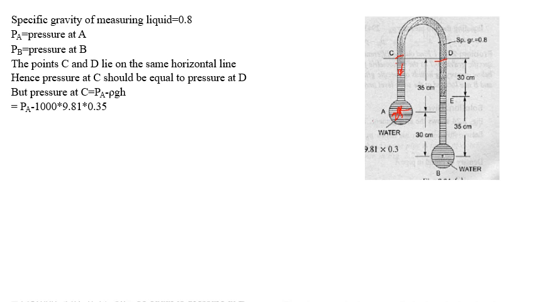So now P of A, I want to calculate the pressure at point A. So now minus the density of this liquid. There is water flowing through this pipe. The density of that is 1000 multiplied by 9.81 multiplied by 0.35. The height of that is 35 centimeter. The 35 centimeter is equal to 0.35 meter.